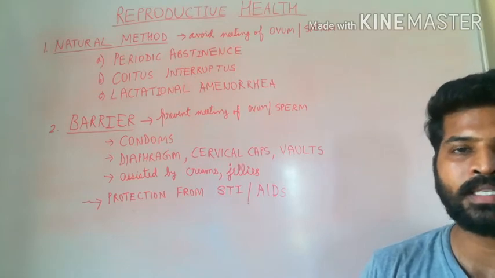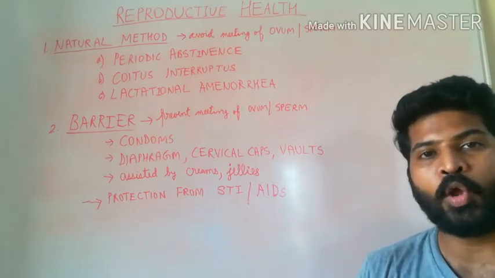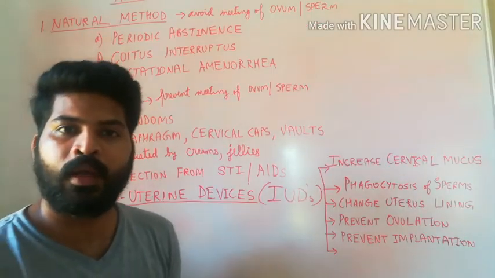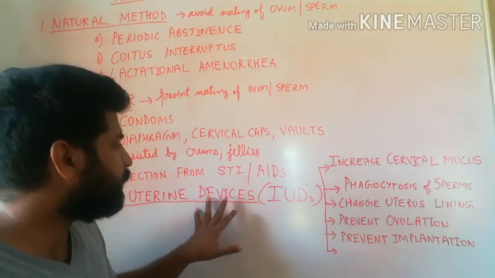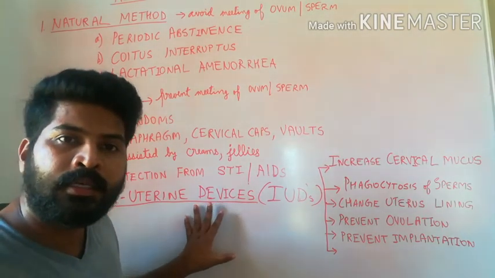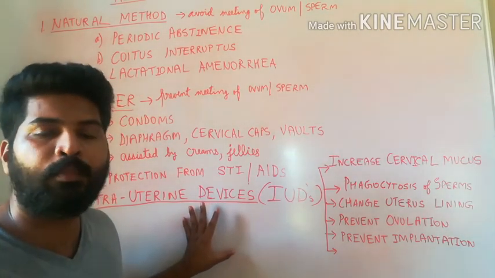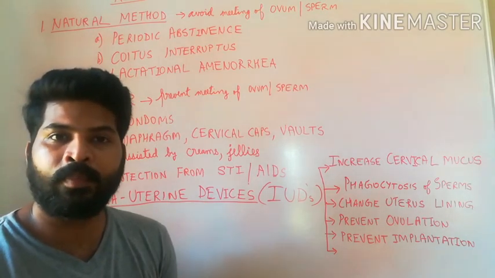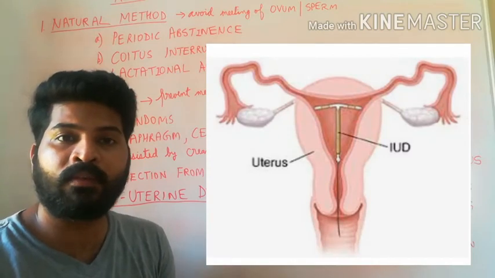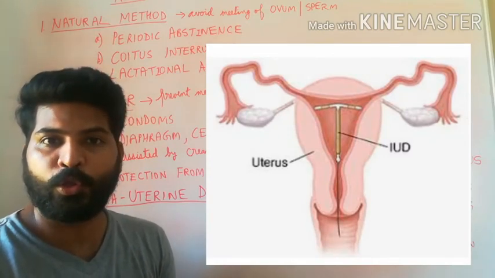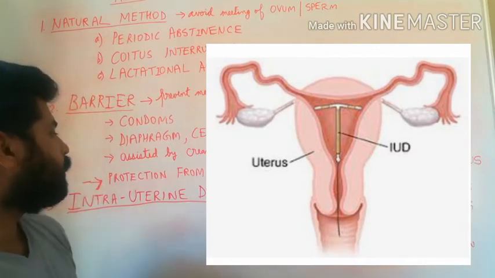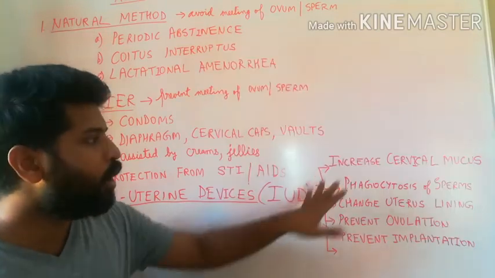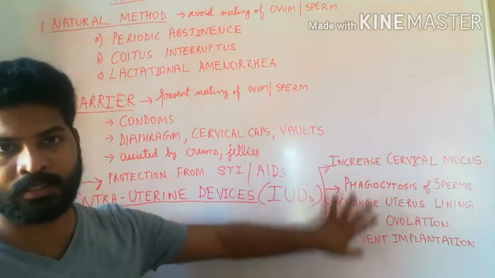The third method is called the intrauterine device or IUD. As the name itself indicates, these are devices that are inserted in the uterus with the help of doctors or nurses. As you can see in the diagram, these devices are inserted through the vagina into the uterus. These intrauterine devices work in one of the following ways.